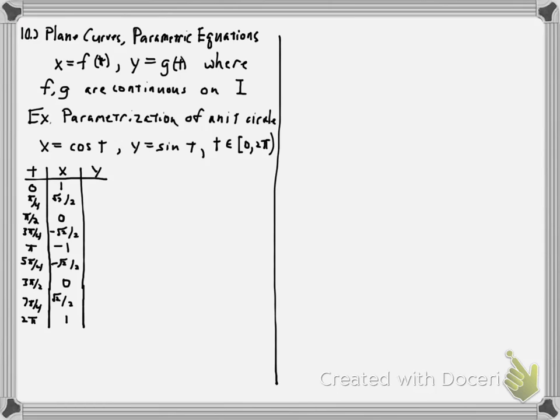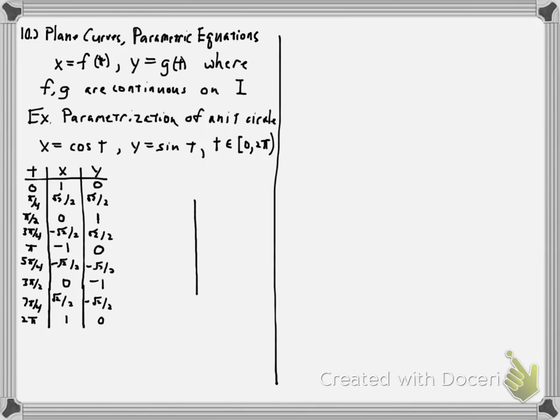Values of y are sine of t. So sine of 0 is 0. Sine of pi over 4 is root 2 over 2. Sine of pi over 2 is 1. Sine of 3 pi over 4 is root 2 over 2. Sine of pi is 0. Sine of 5 pi over 4 is now negative root 2 over 2. Then negative 1, negative root 2 over 2, and then finally 0.